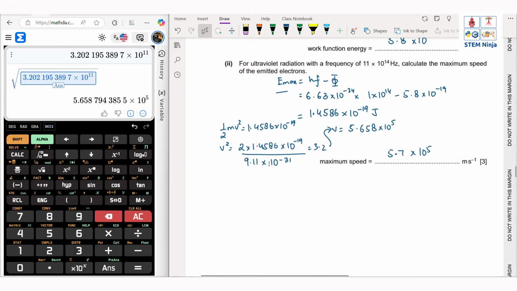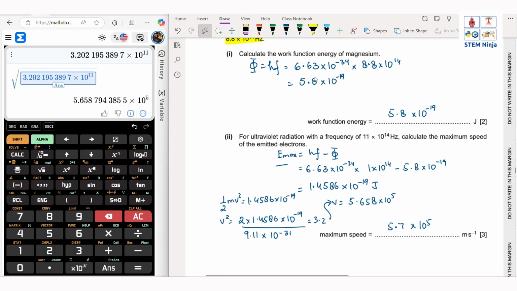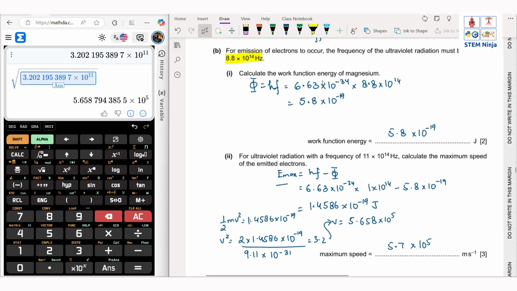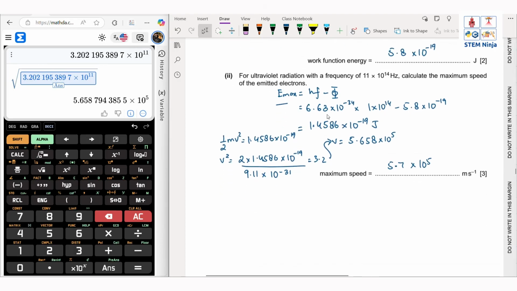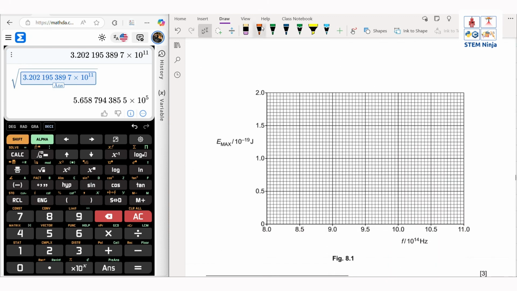Okay, so if we look back in our calculation, we know that up until the threshold frequency, we do not have any Emax. So Emax actually starts from 8.8. So that will be the 0 point. And at 11, we have 1.46 × 10^-19. So this is what we have over here. So it doesn't start up until 8.8. So 8.6, 8.7, 8.8, this is where it's starting. And on 11, it goes to 1.46.